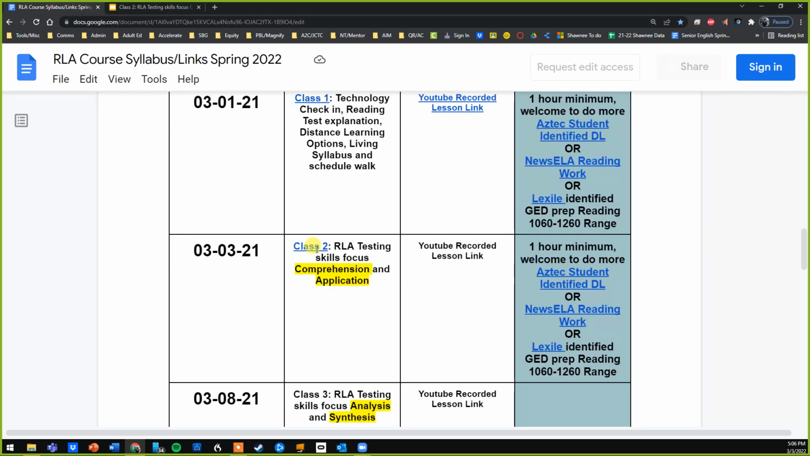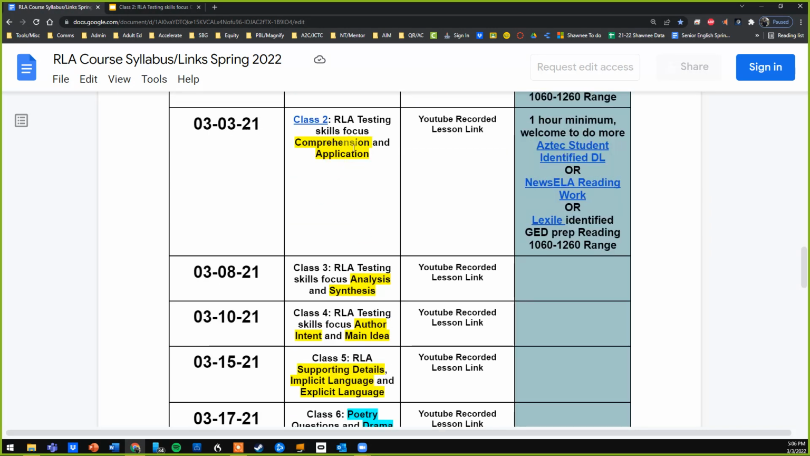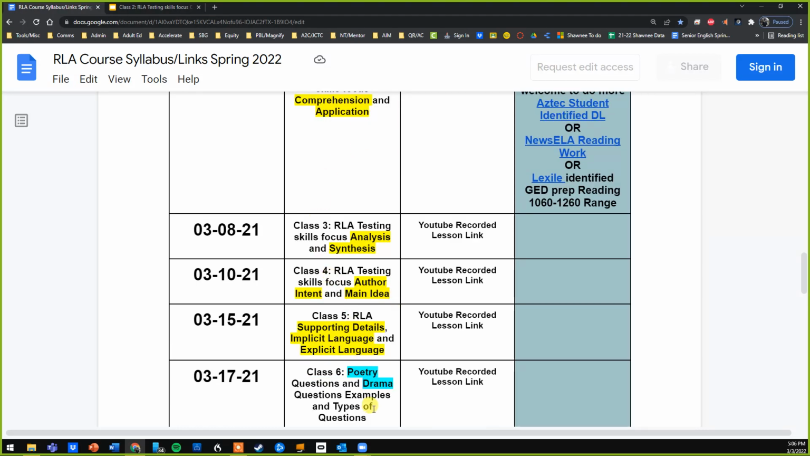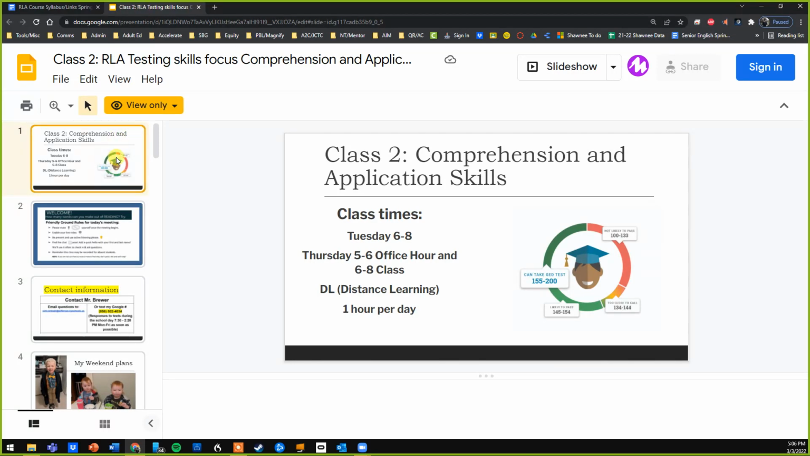This is the lesson for the third. We're going to focus on comprehension and application skills. Again, we're going to keep working on specific skills, looking at specific skills through the 15th of March. This one's going to be more of an overview of the different skills and concepts you're going to see on the RLA test itself. So it's kind of a whirlwind lesson tonight. We're going to go over a lot of different things.